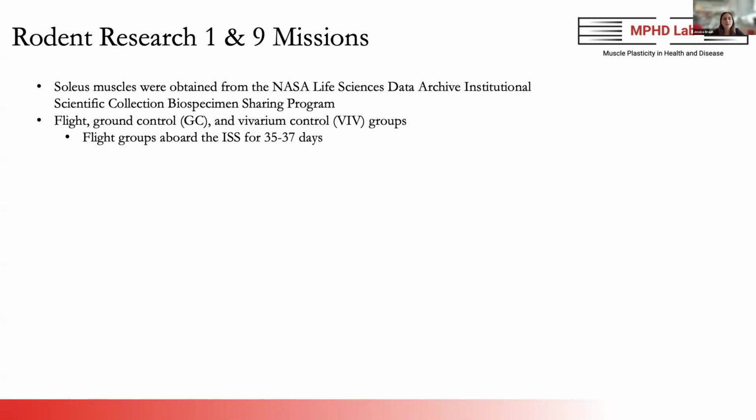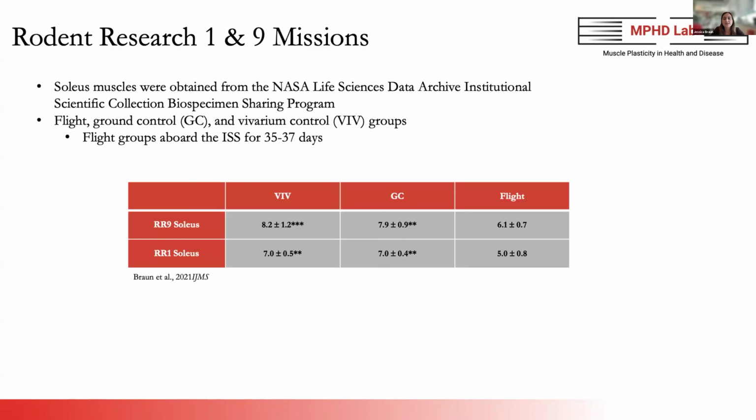In these missions, we had 3 groups. We had 2 control groups and the flight group. The flight group was aboard the ISS for approximately 35 to 37 days. In looking at our soleus muscle weights from both missions, we unsurprisingly see that the flight groups had significantly smaller soleus muscle weights compared to the 2 control groups.